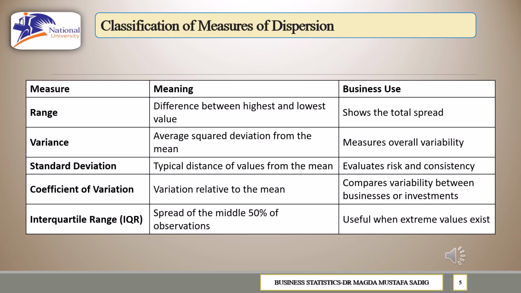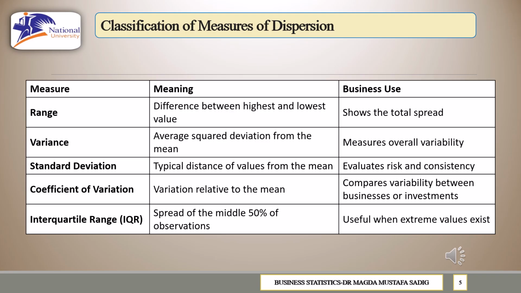Let us now see the main measures of dispersion. In this slide, we summarize the measures of dispersion in this table. We have the range, variance, standard deviation, coefficient of variation, and interquartile range. The range is the difference between the highest value and the lowest value. It gives us a simple picture of the total spread of data.